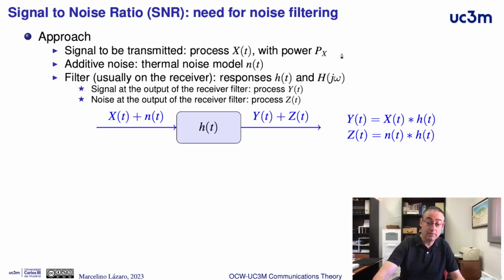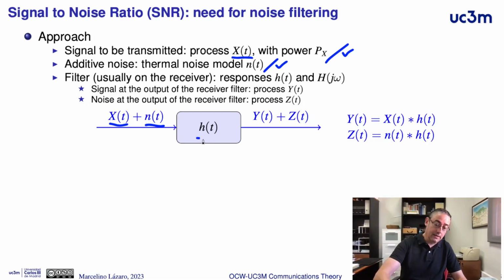The problem statement is that at the input of the receiver, we'll have a signal x of t with a given power Px, and this random process here, and we'll have also the thermal noise n of t with the corresponding statistical model: a stationary ergodic wide-sense Gaussian process with power spectral density equal to N0 halves.